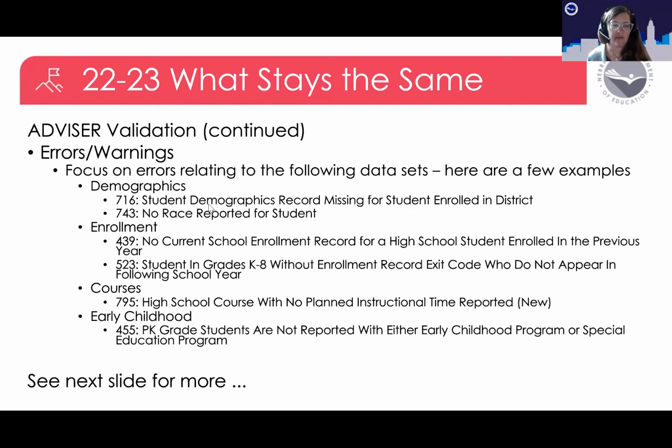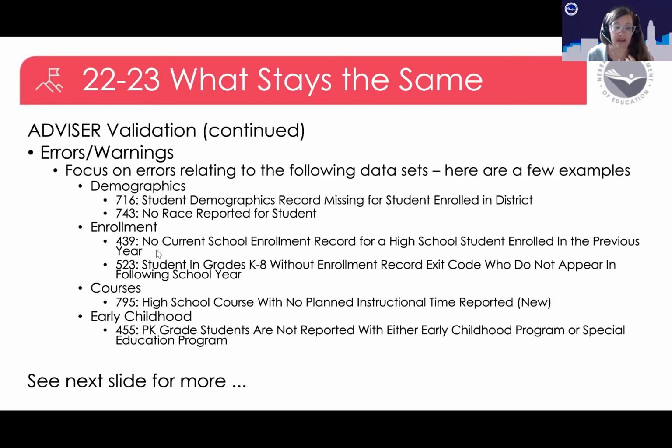So for demographics information, you may have demographics information missing for a student who has an enrollment record in advisor, but it's missing that demographic data. Well, we can't use that unless we have the full set. Potentially no race reported for the student. That's required data in order for us to do a lot of our reports.